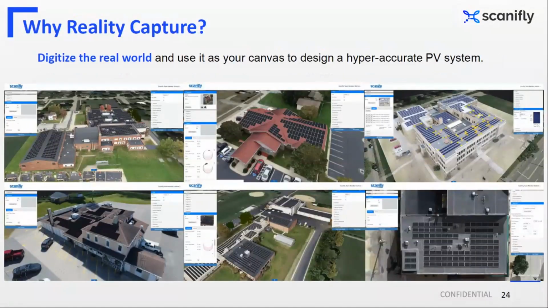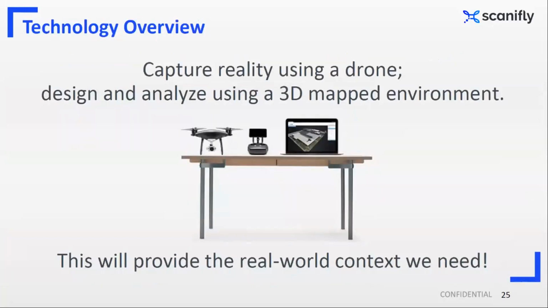So why reality capture? Well, when you assess the site and design a PV system using a 3D mapped environment, you have this canvas that provides real world context. And that real world context is super important when designing hyper accurate PV systems. So how can we capture reality? How can we digitize the real world so we can build solar PV on top of it? Well, let's capture reality using a drone, then design and analyze using a 3D mapped environment. This will provide that real world context that we need.